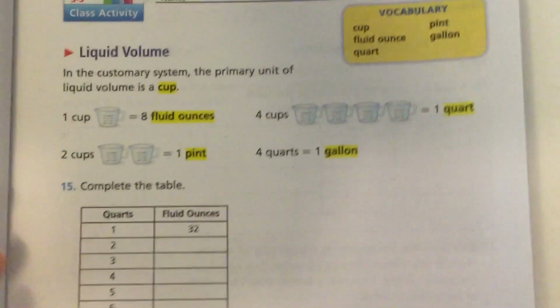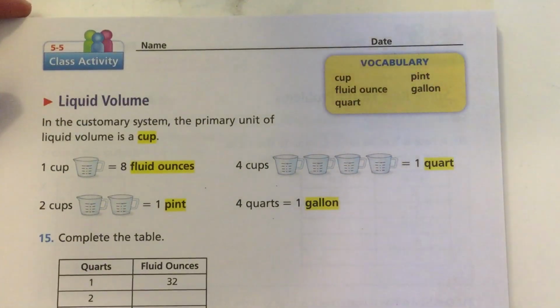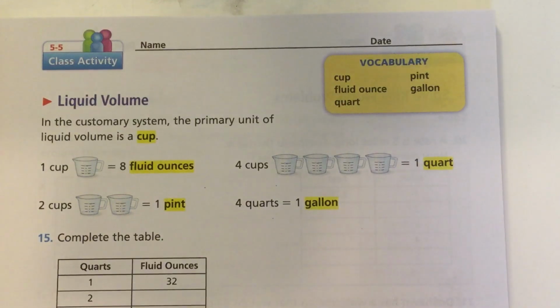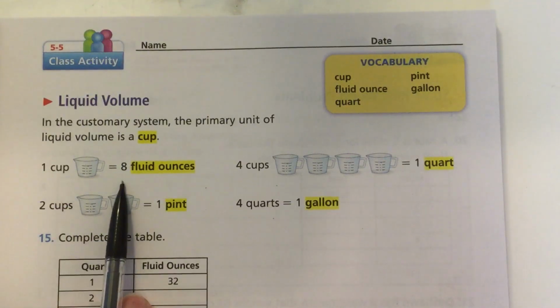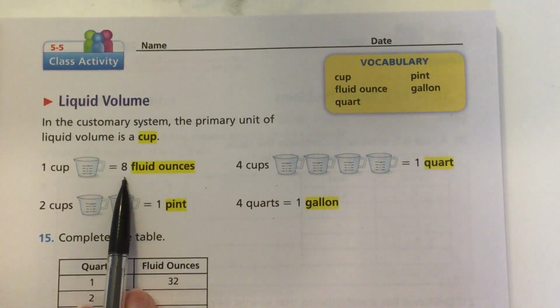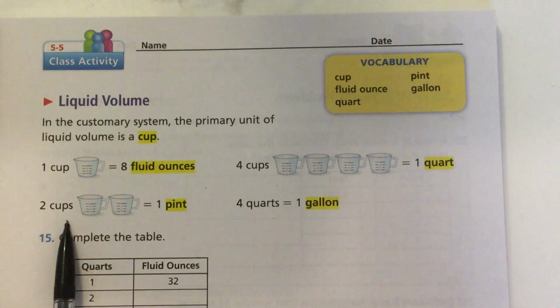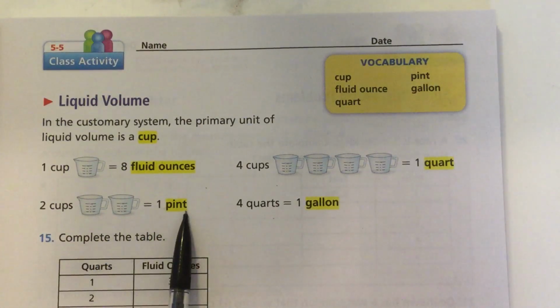The rest of the lesson goes into liquid volume. So we're moving from weight to something called liquid volume. We had this in the metric system. And remember that liquid volume is basically how much space liquid takes up. So here you can see that they've got our conversions here for us right at the top of the page. 1 cup equals how many fluid ounces? 8 fluid ounces. 2 cups are in 1 pint.